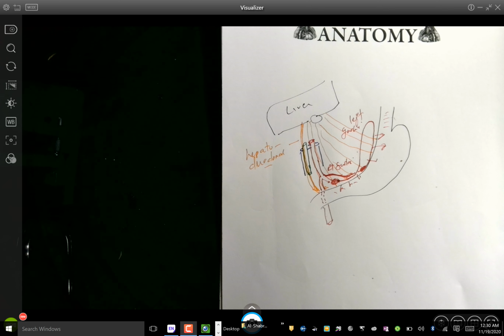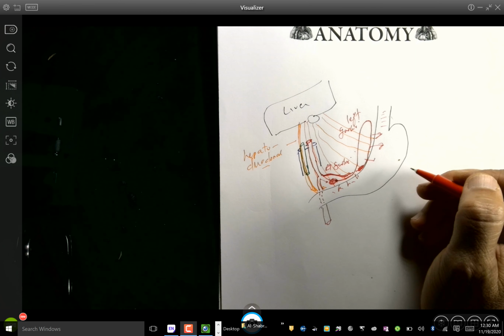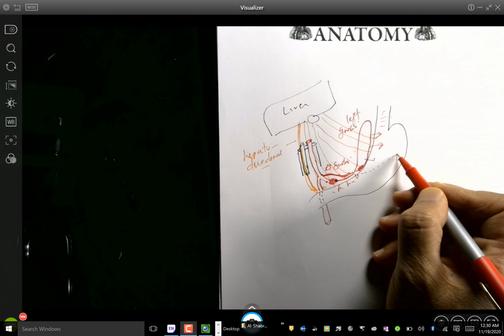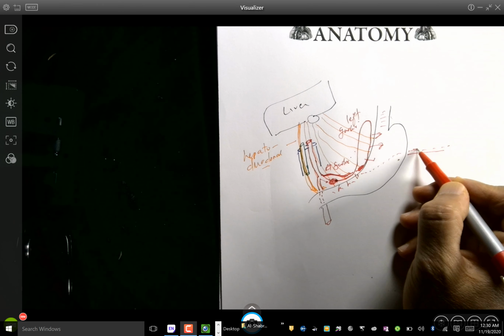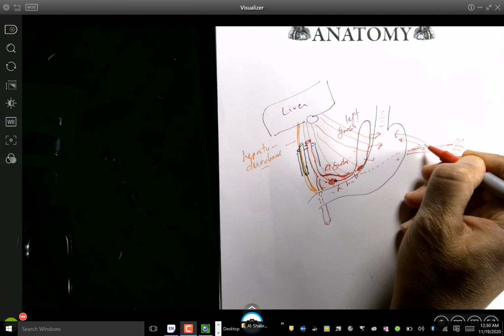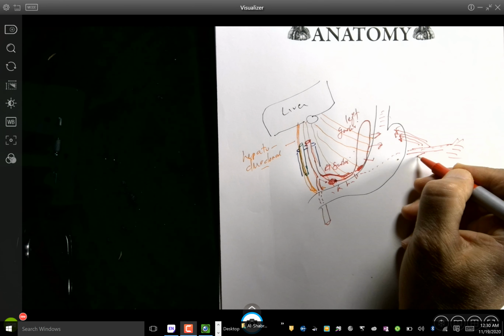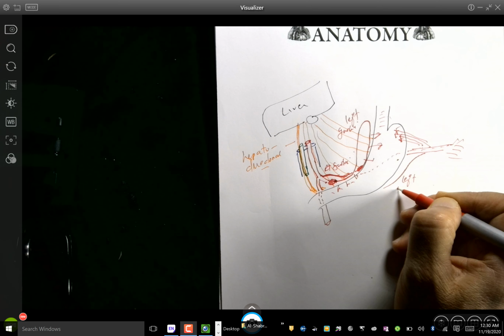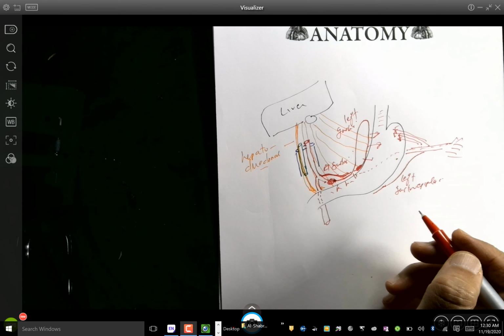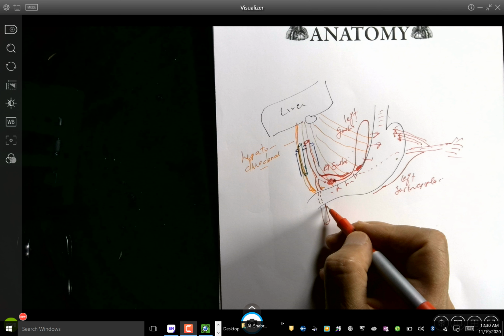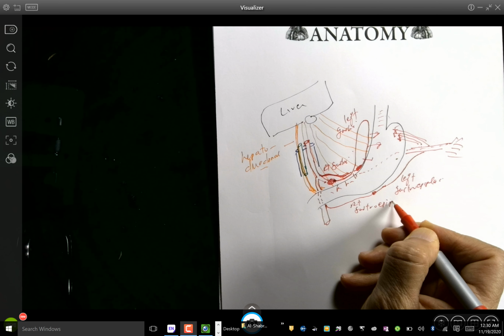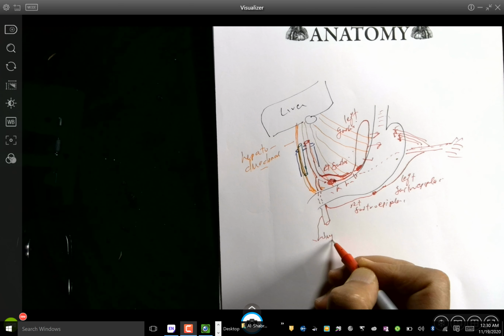Okay, then there is a third branch from the celiac trunk that goes behind the stomach. This is the splenic artery, which goes to the spleen, and from there sends short gastric to the stomach, especially at the fundus, and also left gastroepiploic. Okay, the gastroduodenal artery descends here, sending right gastroepiploic, and superior pancreaticoduodenal.